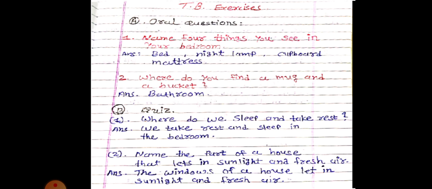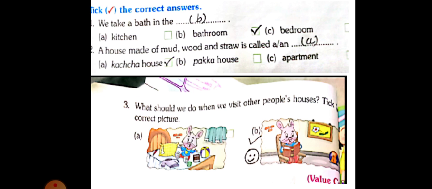Now the exercise C, you have to pay attention here. I will show you the exercise C. We take a bath in option B, bathroom. We take a bath in the bathroom. Second question. A house made up of mud, wood and straw is called a kacha house.